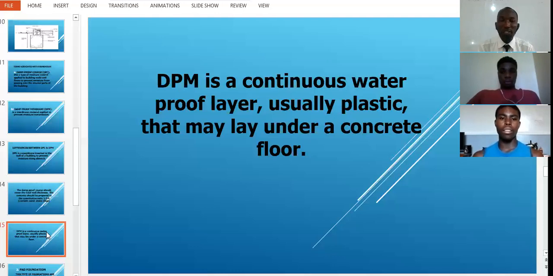So the damp-proof membrane is a kind of waterproof layer. Usually, we use leather. There's a particular leather that we use. You lay it on the floor.